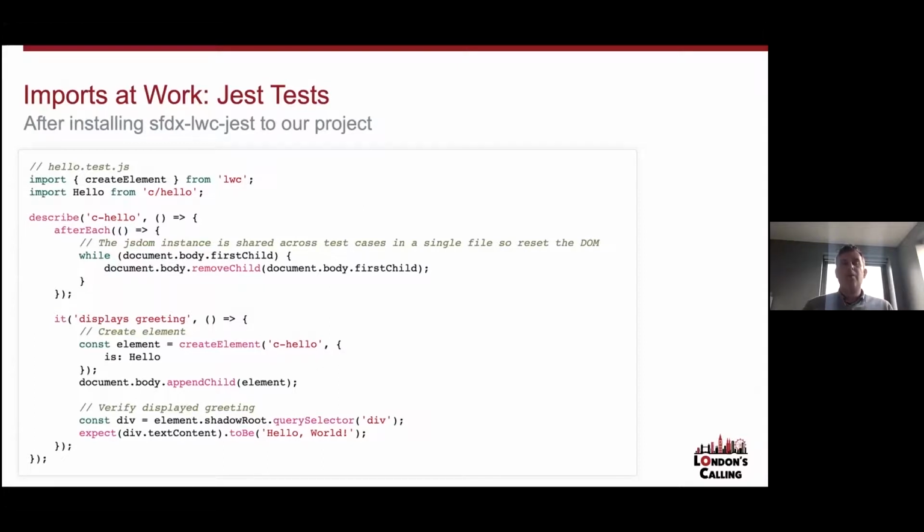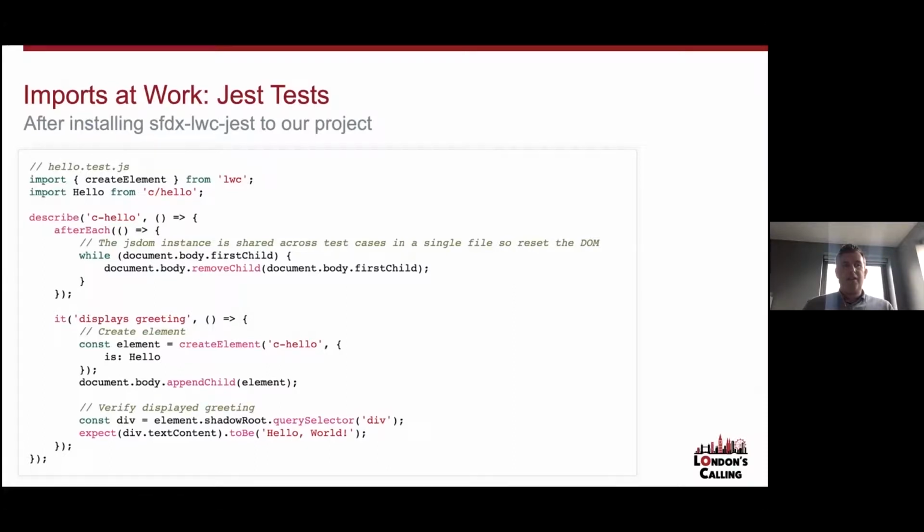And then we're importing the actual component we're going to test, which in this case is a component called hello. The describe here gives us a name, so this test is called c-hello. And the afterEach here is very simple. It's just clearing off the virtual DOM. And then the it line is an actual test.